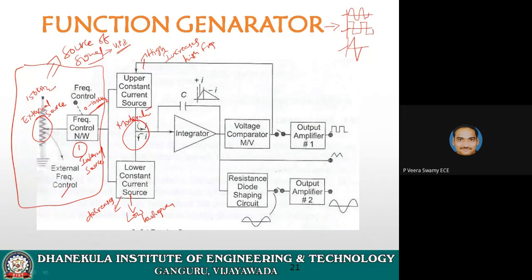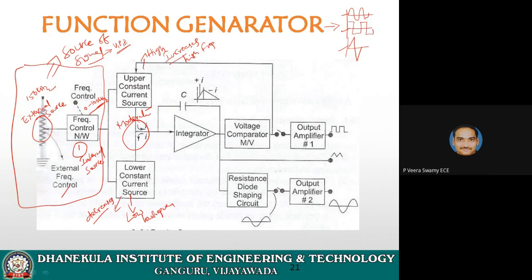We can vary using the upper constant current source and the lower constant current source. The upper constant current source increases the current by varying it, and the lower current source decreases the current by varying it. So the frequency increases by increasing the current, and here the frequency decreases by varying the current.